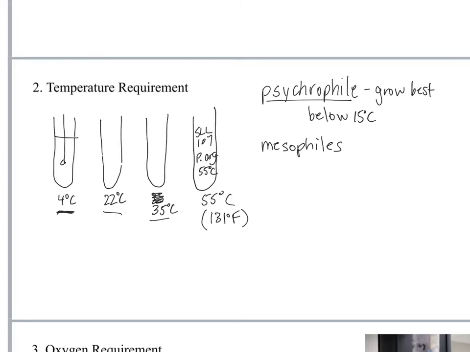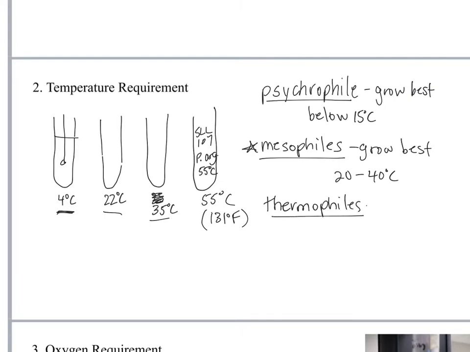Mesophiles, okay, they grow best anywhere from about room temperature, about 20, to about body temperature. All right, so we're going to be mostly working with mesophiles, okay, because those are the organisms that are potentially disease-causing. Of course, we need another term, thermophiles, for organisms that are heat-loving.